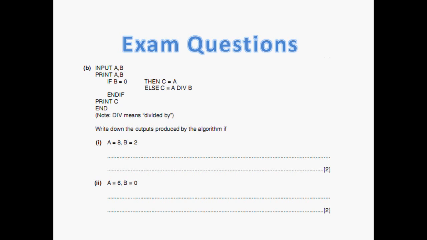What does the question mean by the outputs? Basically, these are all the numbers that are printed. It is easy to forget to write A and B down as outputs, because it is stated in the question, but you must be careful to do this. So for the first part, 8 is output, 2 is output, and the result of dividing 8 by 2, 4 is also output. The second part is asking what happens if the selection, the if statement, is true. In this case, 6 and 0 are output, then 6 is output again, because C is the same value as A, as B equals 0.